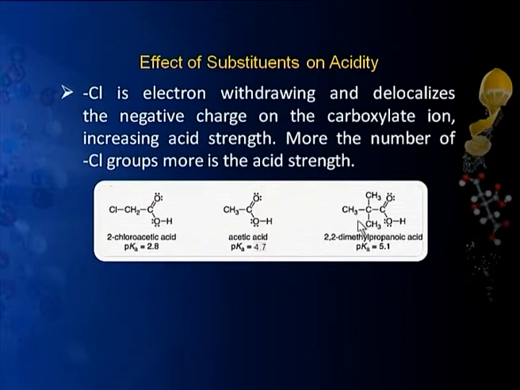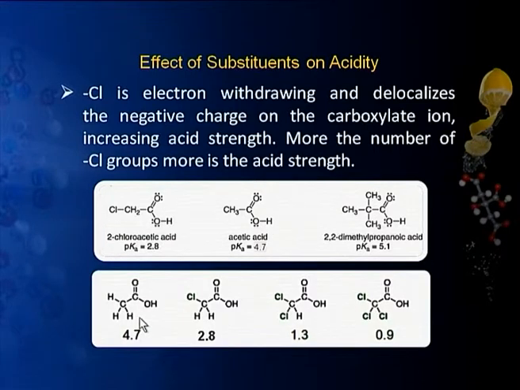And if it has 3 methyl groups substituted on acetic acid, we call it 2,2-dimethyl propanoic acid. Now, all these methyl groups are electron releasing. So, the electron releasing inductive effect is increased, and here we find the pK value is 5.1. So, this is a weaker acid than acetic acid.